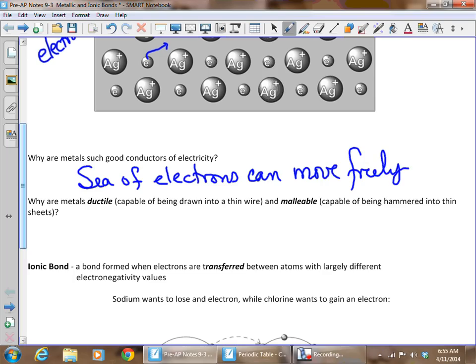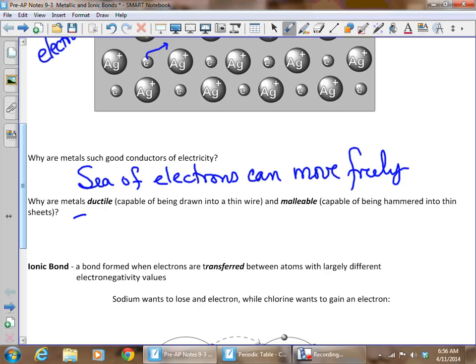So why are they ductile and malleable? Well, you can snap a metal. You can get those silver ions close enough to each other that they repel, and they will just snap a piece of metal, a piece of wire, or whatever. But if you do it slowly and you give those electrons time to move around and cushion those cations and keep them from coming in contact with each other, you can stretch metal, you can hammer metal into thin sheets, and it won't snap apart.